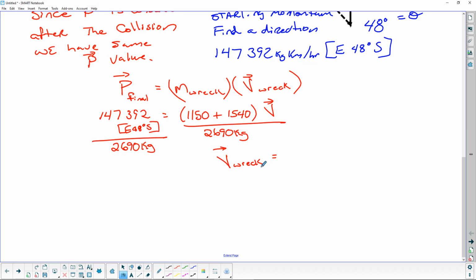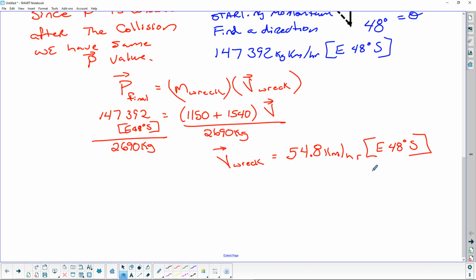Okay, I get 57.79. So that's going to be 54.79. So to three significant figures, 54.8 kilometers an hour. And of course, we have the same direction as our momentum. East 48 degrees south. Okay, so that is an example of two dimensions.